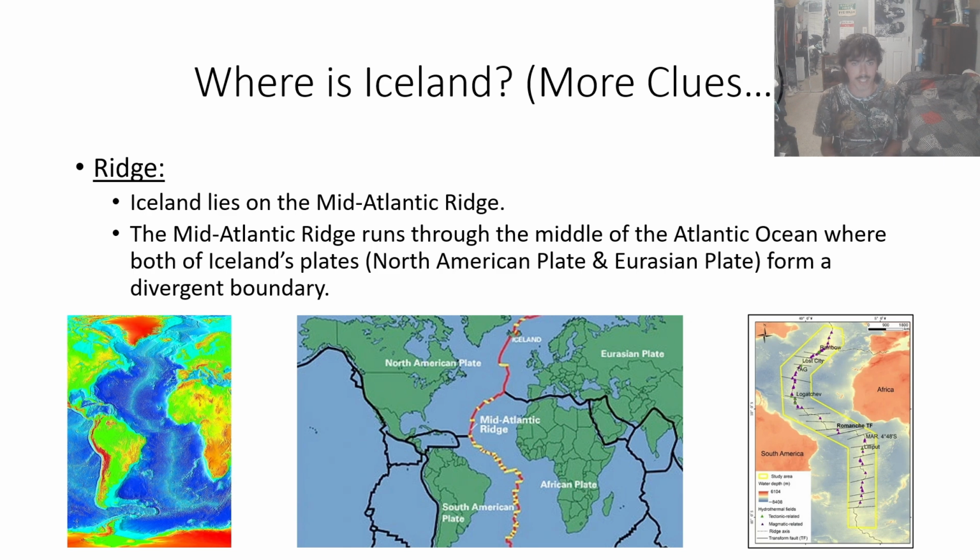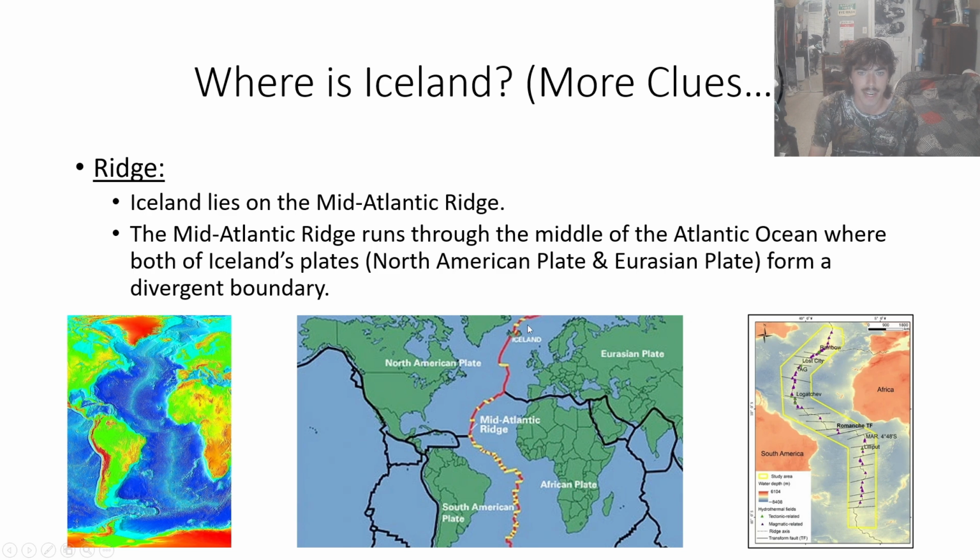There's ridges that run through Iceland, specifically the Mid-Atlantic Ridge, which is a very big ridge in the middle of the Atlantic Ocean. And Iceland actually lies on this ridge. As we get further into this presentation, you will be able to see that this ridge is one of the reasons that Iceland was actually formed. So we have a couple different pictures here. As you can see, this red line in the center picture is the Mid-Atlantic Ridge.